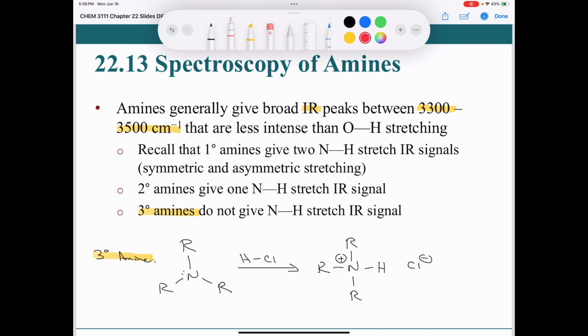Now, tertiary amines, like you see right here, do lack that nitrogen-hydrogen bond, as I was stating, and so they don't exhibit a signal between 3300 and 3500 reciprocal centimeters. However, a tertiary amine can be detected in an infrared spectrum by treating it with HCl, and so what's going to happen is it's going to be protonated to give you this trialkyl ammonium ion that you see here, and the resulting nitrogen-hydrogen bond that's formed does exhibit a characteristic signal between 2200 and 3000 reciprocal centimeters.